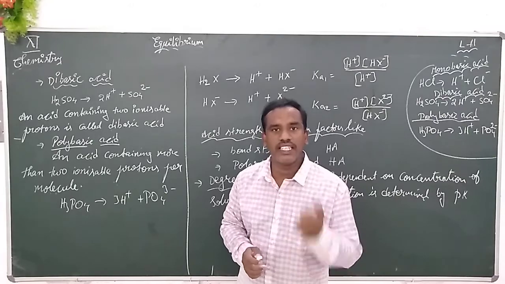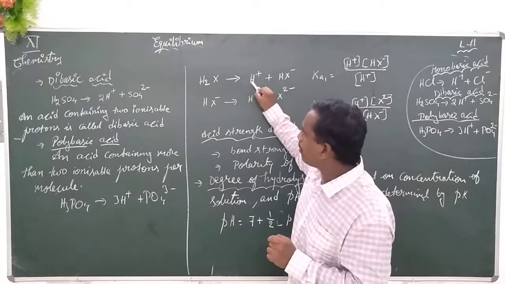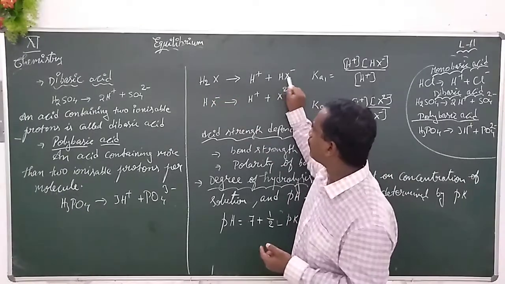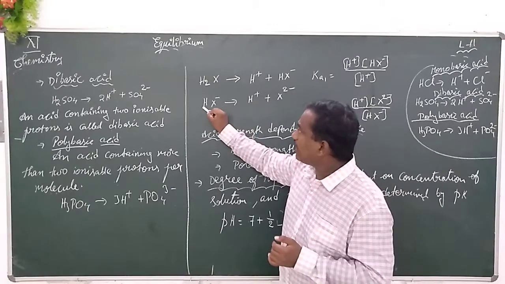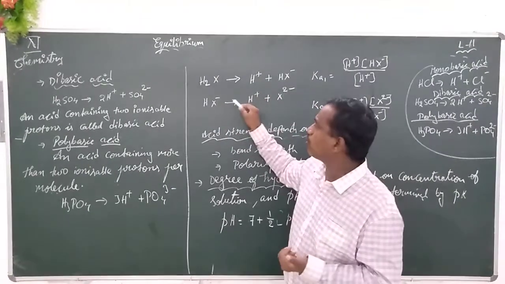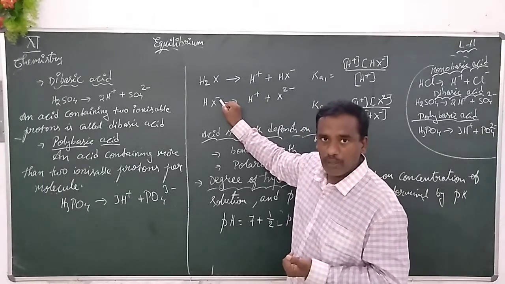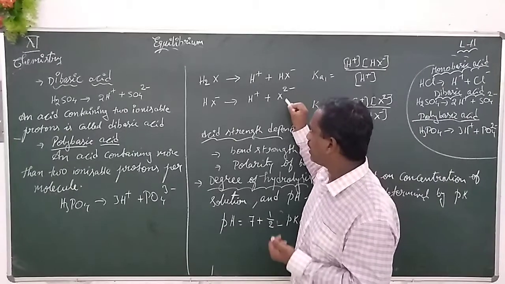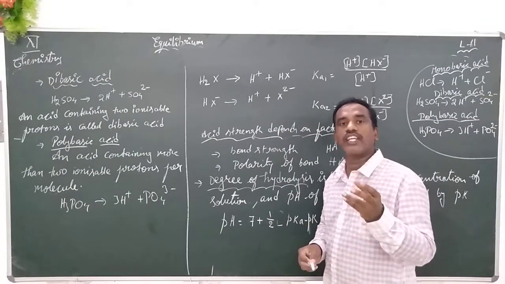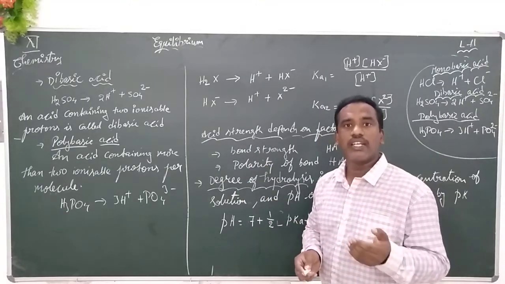On first ionization, one H plus is given, and the remaining HX minus is formed. Now this HX minus is there. That was the first step. On further dissociation there will be one more H plus, and this X already has a minus charge, so it shows 2 minus charge. So the dissociation of acid does not take place in a single step. In the case of a dibasic acid, it takes place in a 2-step process.